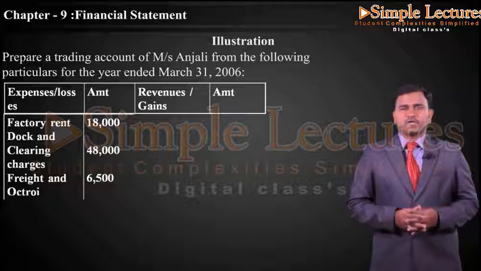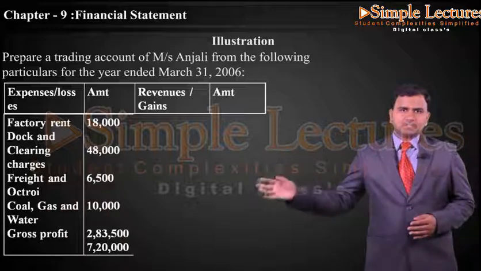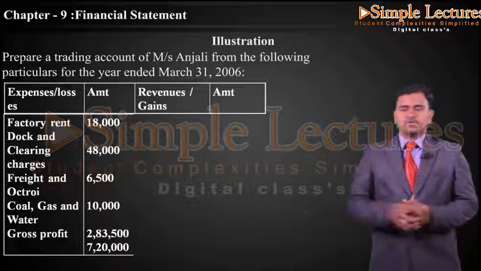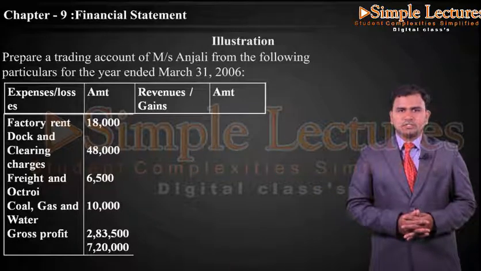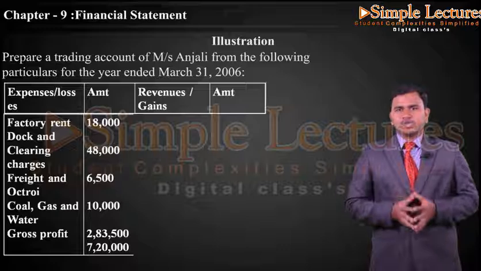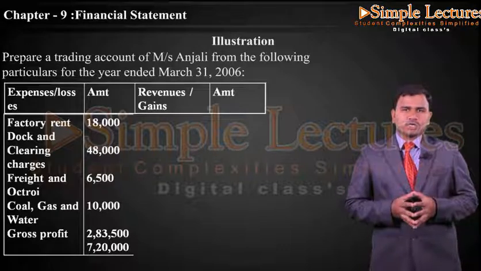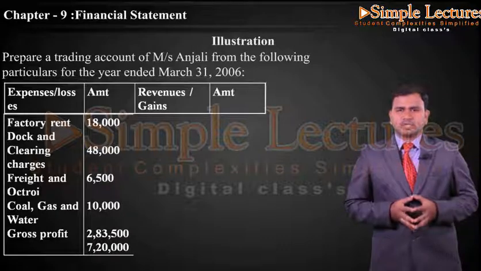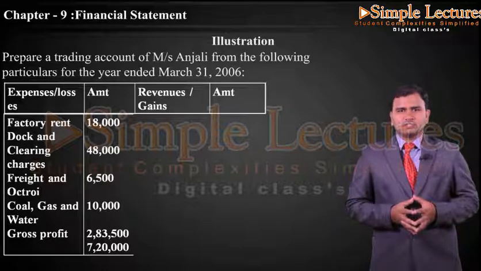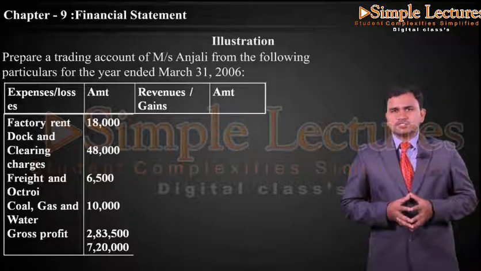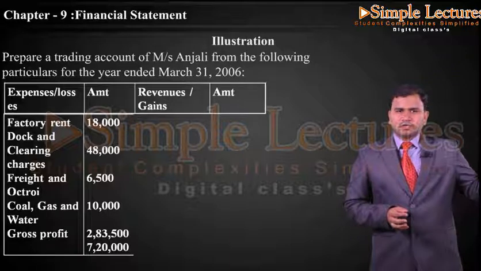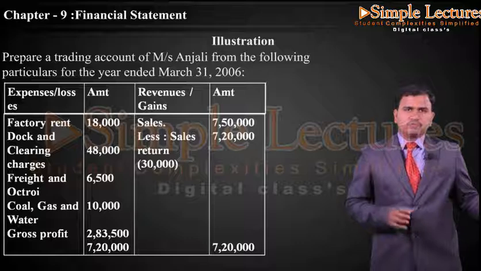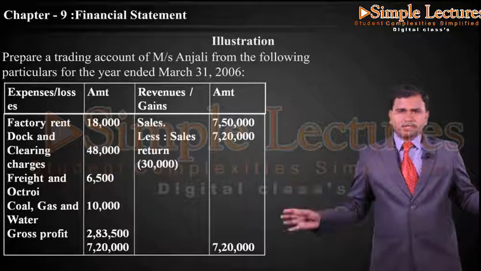Then we have coal, gas and water. Again it is an expense in the debit side. Coal, gas and water in the amount column 10,000. Then after recording all the entries, we have to close the account. We have to consider the excess total what we have, and that should be considered for closing the account. So when coming to the excess total, excess we have in the credit side, where we have 7,20,000. Same total we are going to consider in the debit side.